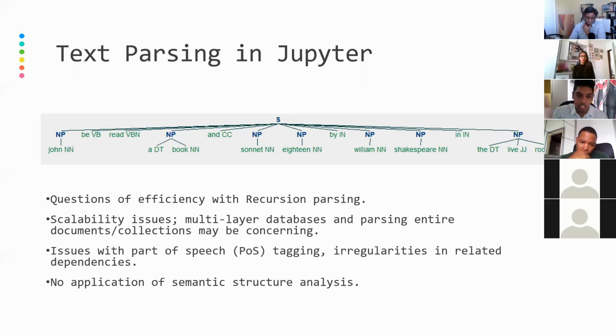So when really extrapolating this to something of a chemical nature, it really does get a bit more intense, and the problems are more significant. So there are questions with efficiency as well, because these systems here use recursion parsing as well. And scalability issues have been well documented from numerous objective sources, not just from myself and my field of research as well. So the issues with part of speech tagging and certain irregularities in dependencies are something which I couldn't really get away from when using traditional parsing methods. And there seemed to be no direct application of semantic structure analysis using the conventional NLTK parsers.